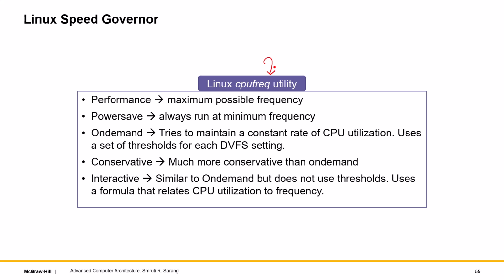So performance is maximum possible frequency. So this is clear. Power save is minimum. Again, this is clear. This is the other side of the extreme.